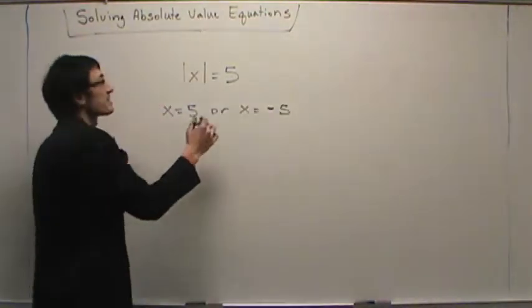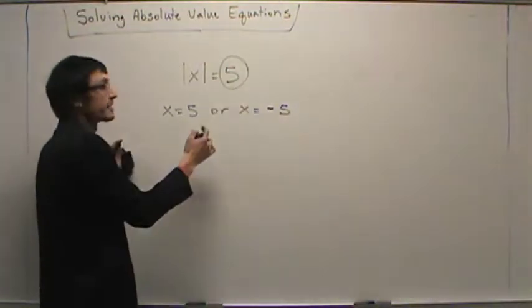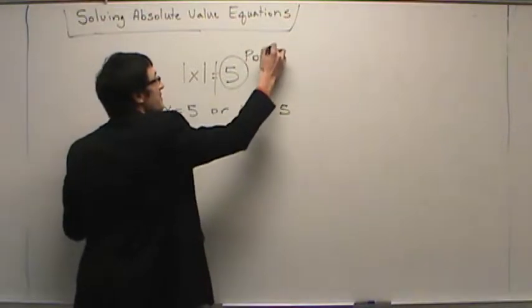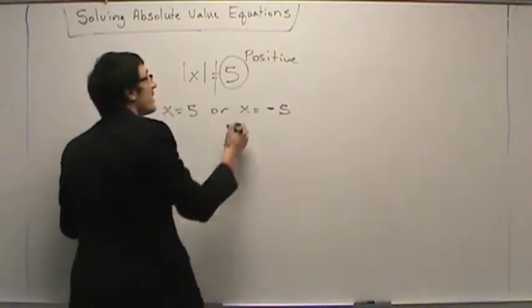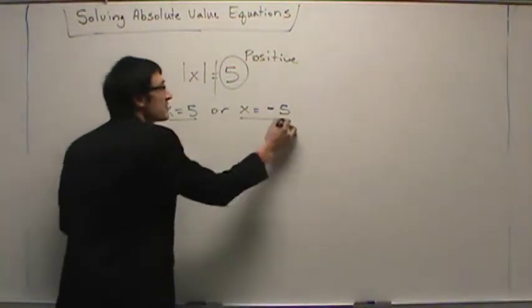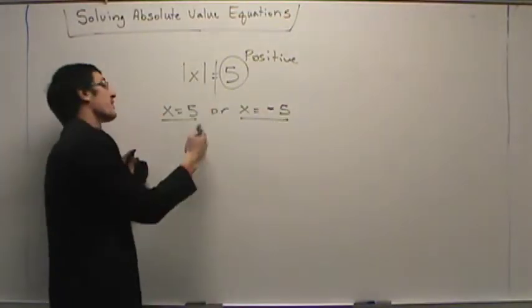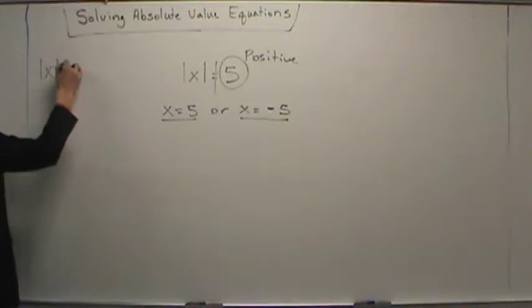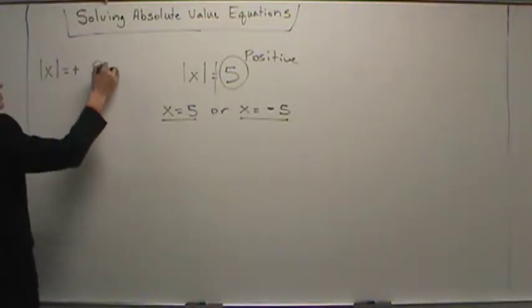I want you to notice, first off, the right side of this thing. The right side of the equality is 5, positive. When the right side is positive, how many solutions make this true? Well, there are 2. So I want you to put this on the side of your notes. The absolute value of x is equal to a positive value. We have 2 solutions.